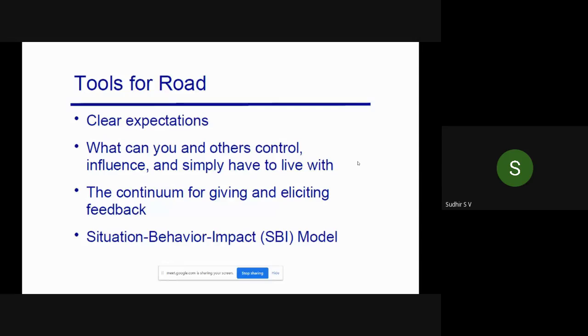The most important thing in any performance management system is you have to have very clear expectations. You have to understand what you and others control, influence, or you simply have to live with it because you don't control or can't influence. The continuum for giving and eliciting feedback. And there's a model, the situation behavior impact model. I will explain this model also to you.